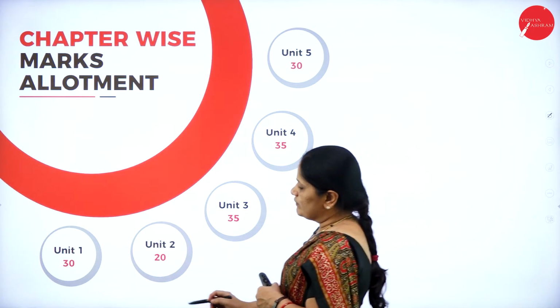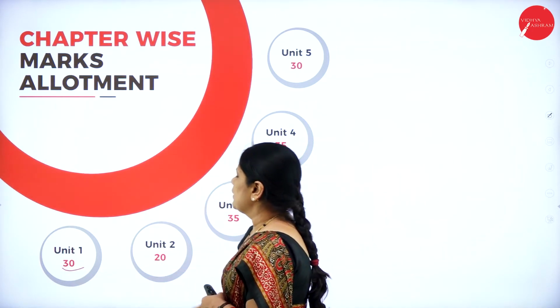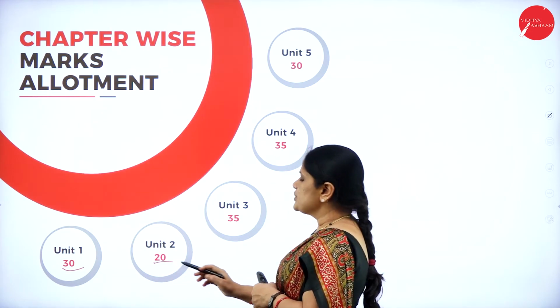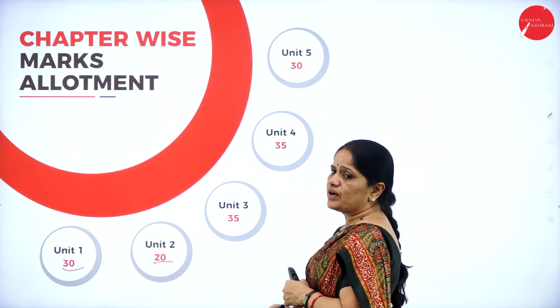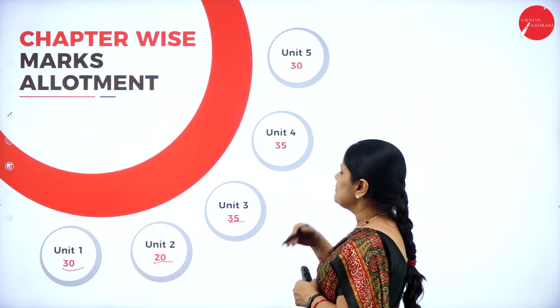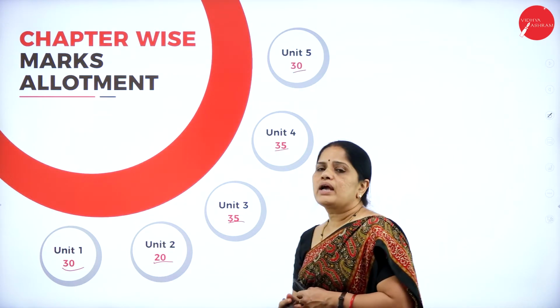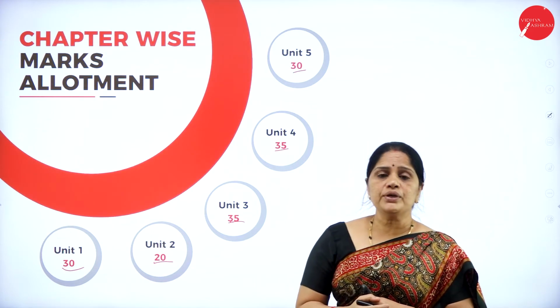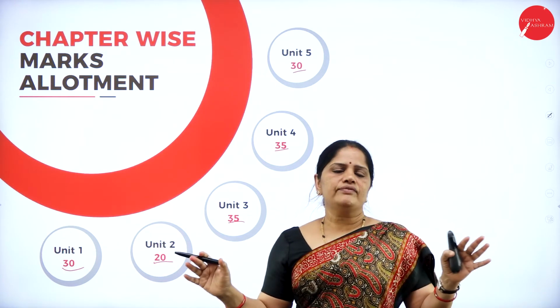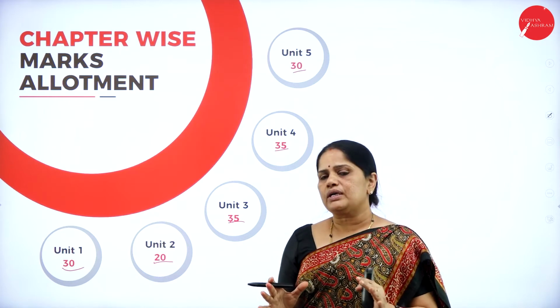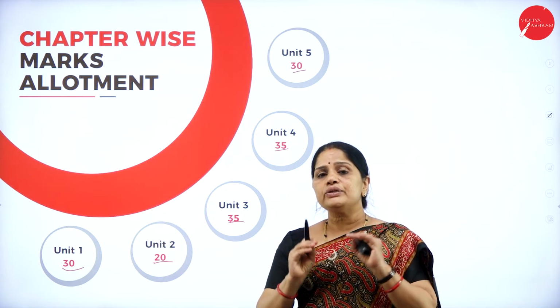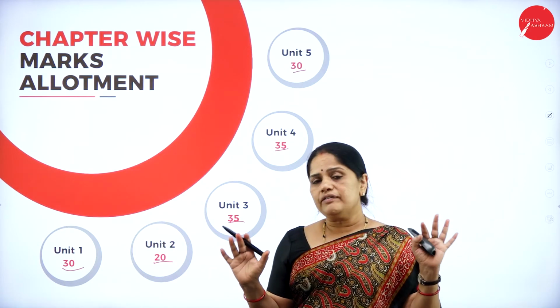Under Unit 1, you will have almost 30 marks. From Unit 2, you will get 20 marks. 35 marks you get from Unit 3. Again 35 marks from Unit 4. And again 30 marks from Unit 5. So all the 5 units are equally important. So please see that you are thorough with almost all the 5 chapters.